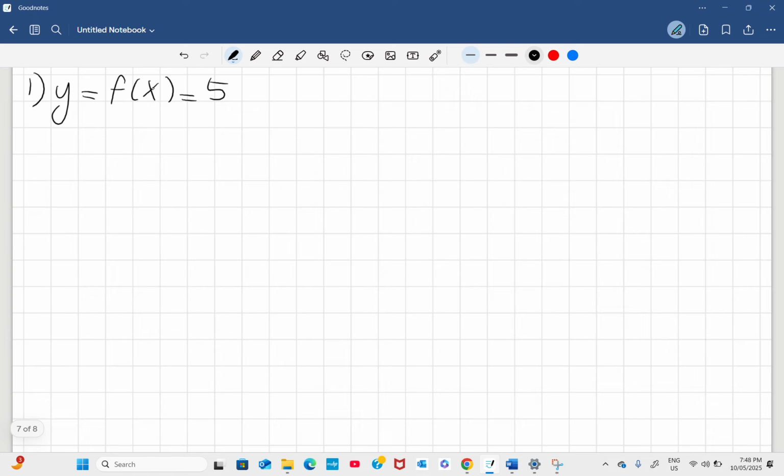Let's say I have y or f of x is equal to 5. 5 here is a constant. It's on its own. It has no variable. The derivative of any constant, which I can denote as y prime or f prime of x, is always equal to 0. So the derivative of any constant is always 0.